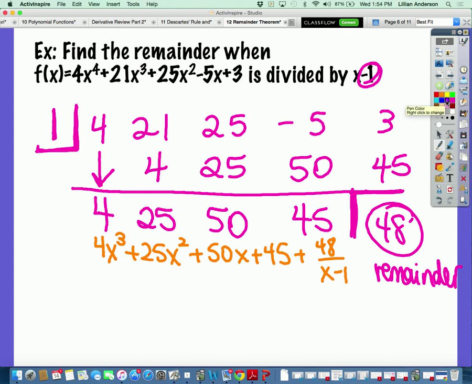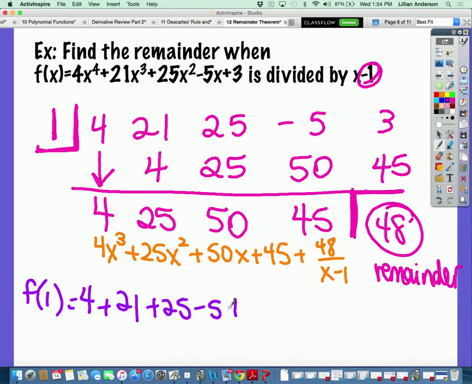Now I could have found that very same answer by doing the remainder theorem, which says to basically take c, which in this case is 1, the opposite, and plug it into the function. 1 to the 4th power, so that's just 4. 1 to the 3rd power, so that's just 21. 1 to the 2nd power, so that's just 25. That's a negative 5, and that's a positive 3. Then all I need to do is add those numbers up.